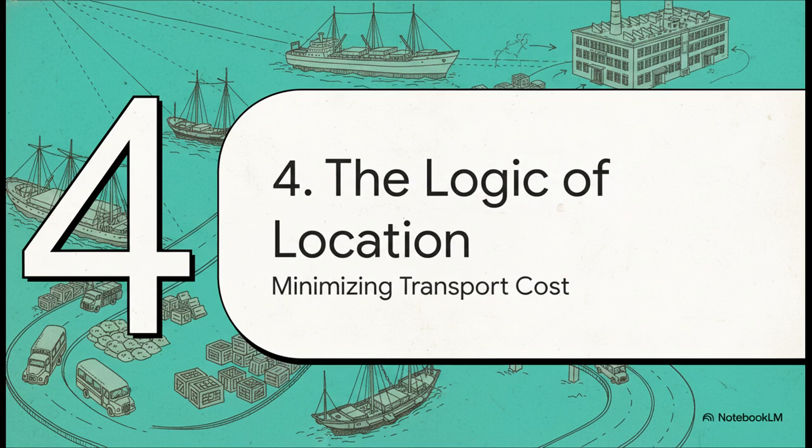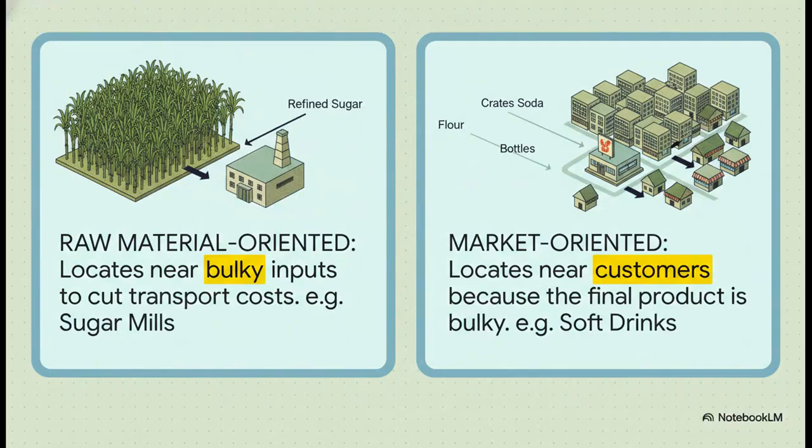Let's see how that works. This brings us to two more really important categories. You have raw material-oriented industries, like a sugar mill, that absolutely have to be close to their source materials. And why is that? Well, because it's way cheaper to ship the small amount of refined sugar than it is to haul tons and tons of bulky sugarcane.